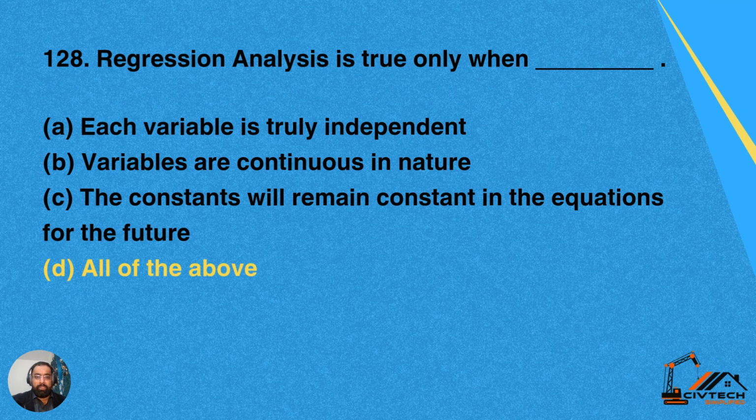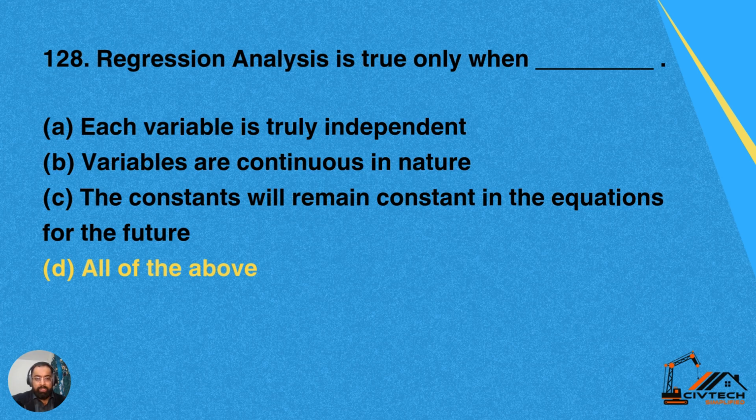128. Regression analysis is true only when option A, each variable is truly independent. Option B, variables are continuous in nature. Option C, constant will remain constant in the equation for the future. Option D, all of the above.